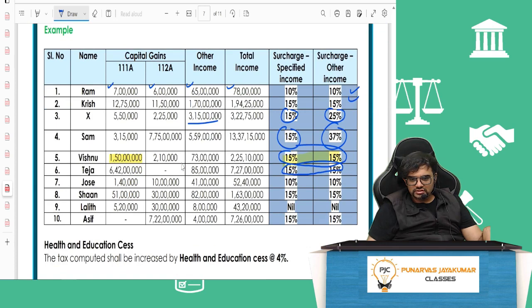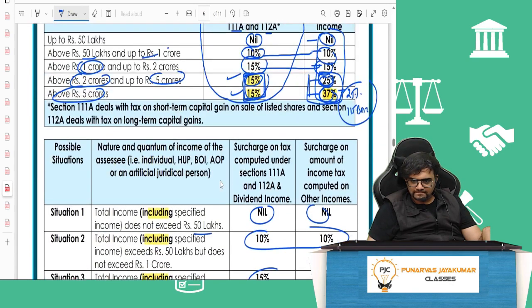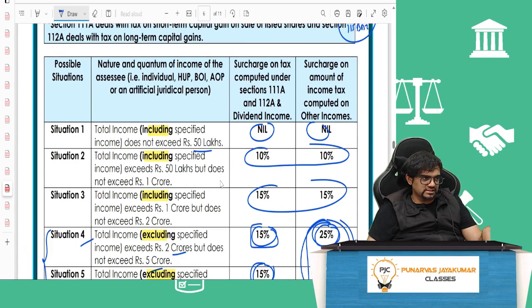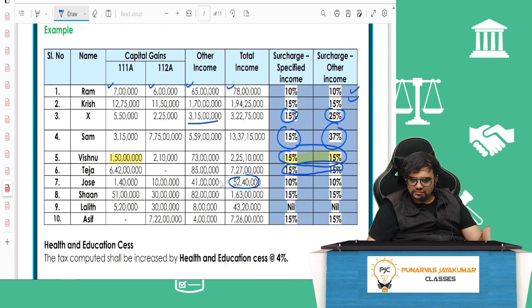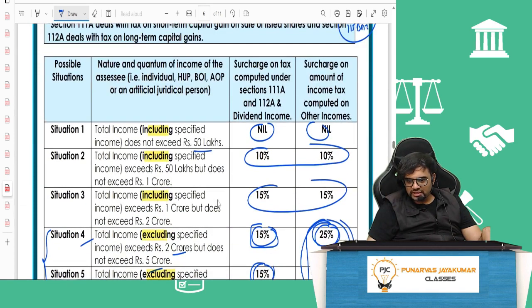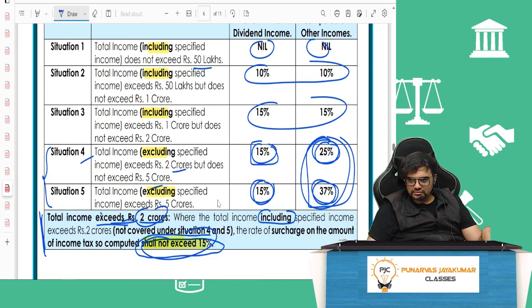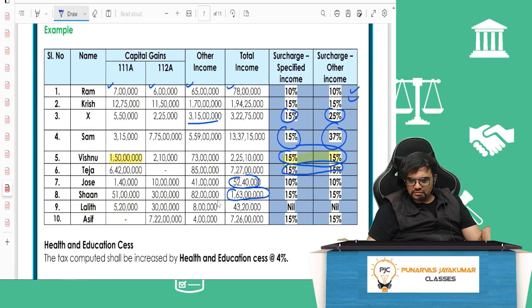Next one you see, this no tension. All inclusive, it is 52 lakh 40,000. Which situation? Second situation. Exceeds 50 lakh, does not exceed 1 crore. 10%, 10%. All including, it is not crossing 2 crore. Situation number 3. Yes or no? Situation number 3. How much? 15%, 15%. Correct? Situation 3. That is point number 8.